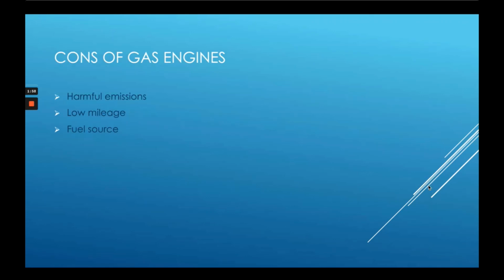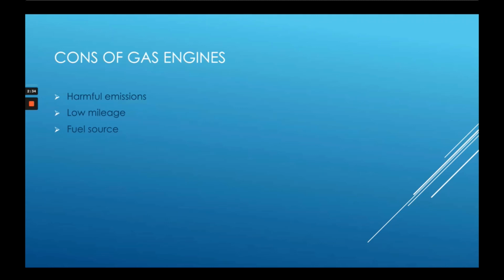So now the cons of gas engines, beginning with the harmful emissions. Unfortunately, the US is responsible for 1.7 billion tons of CO2 emissions from gas engines, damaging our climate and atmosphere. Secondly, low mileage. This is due to a high demand of gas, causing an increase in gas prices. According to Jason Tate from the website It Still Runs, the average driver can spend up to $3,000 a month on gas, and that value continues to rise at a steady incline.